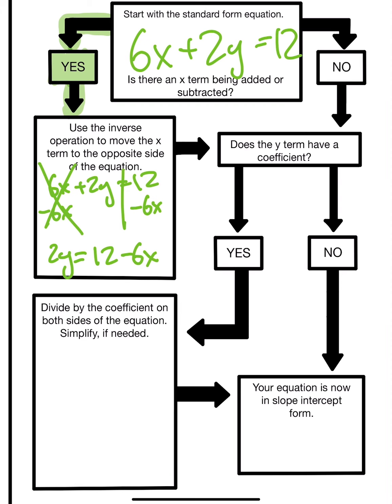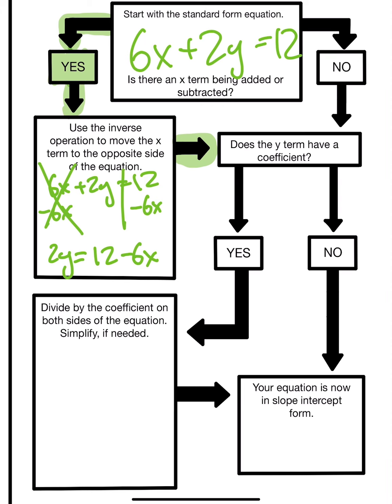All right. Next box over. Let's use our highlighter. It says, does the y term have a coefficient? Ooh, coefficient. This is a word from a while ago. Coefficient is going to mean a number being multiplied by your variable, or a number next to your y, since we're looking at the y term. So it just wants to know, is there a number next to your y? And yeah, there is. There's a 2 right here. So the answer for that question is going to be yes.